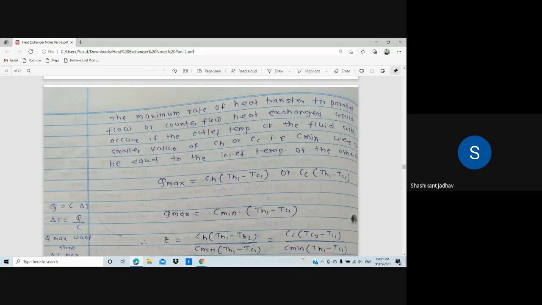ओके, किंवा हे CH आणि CC च्या फॉर्म मध्ये आपण इक्वेशन लिहिलेलं आहे. ज्यावेळेला CH मिनिमम असेल त्यावेळेला CH घ्यायचा, ज्यावेळेला CC मिनिमम असेल तर त्यावेळेला CC घ्यायचा, किंवा त्यालाच आपण कसं इक्वेशन लिहू शकतो, Q max is equal to, all of you write down the next line, Q max is equal to C minimum into bracket TH1 minus TC1. ओके, सो दिस इज द इक्वेशन फॉर द Q max.